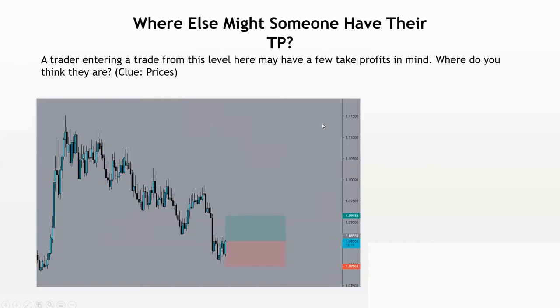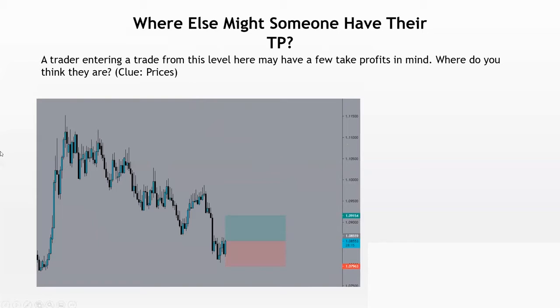So guys, next slide, same chart once again. Where else might someone have their take profits on this chart? And the clue right here, guys, the previous clue was market structure. The clue here is prices. So where potentially could people have their take profits? And I just want to say, guys, please bear in mind, there is multiple answers. So it's not just one answer.